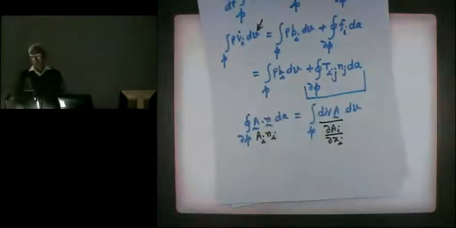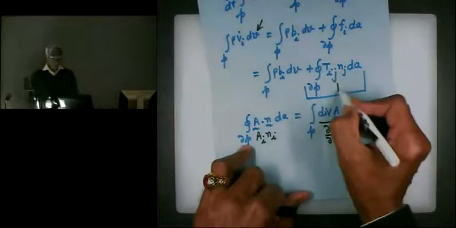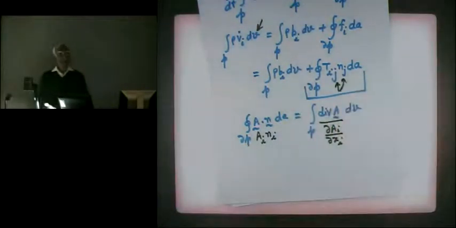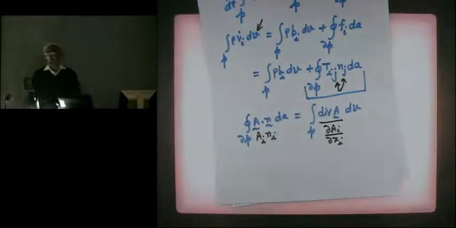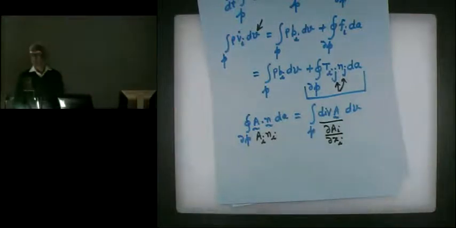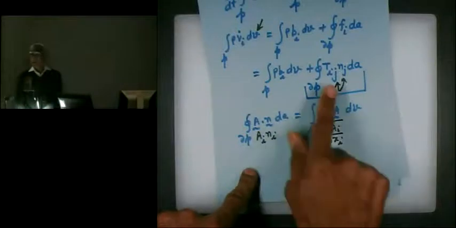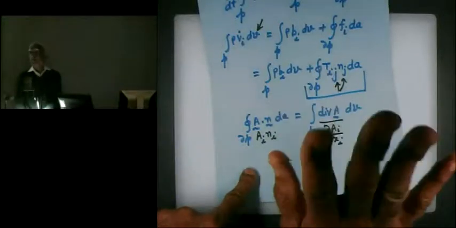Okay, so let's apply this divergence theorem to this term. You see j and j here? That means inner product. Forget about the i part. Let's assume i is fixed. You see j and j? That is summation. So that is the same thing as A_i n_i. Forget the i for the time being. So it's j and j.